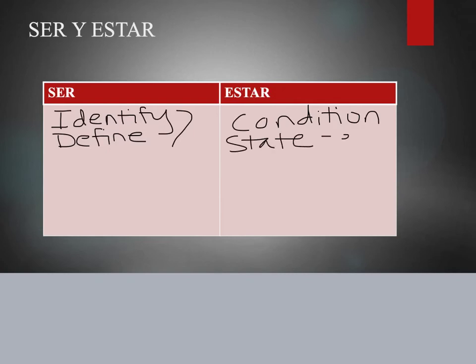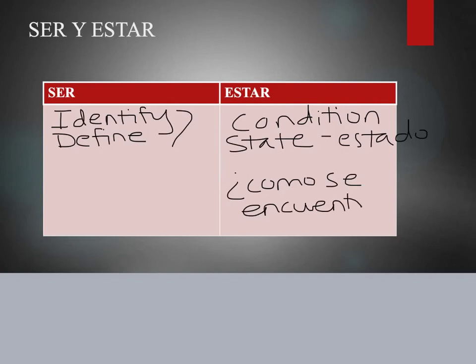So we would call that estado in Spanish. Or how something might find itself in that moment. In Spanish, we use the phrase "cómo se encuentra." So how do I find it, or how is it found in that moment? So maybe not all the time, pero ¿cómo se encuentra ahora? Okay, for example, me encuentro triste. I'm sad. I find myself to be sad right now, so therefore we would use estoy triste.